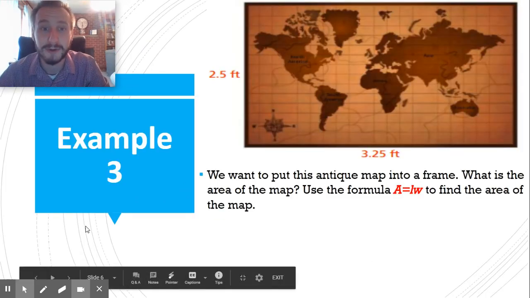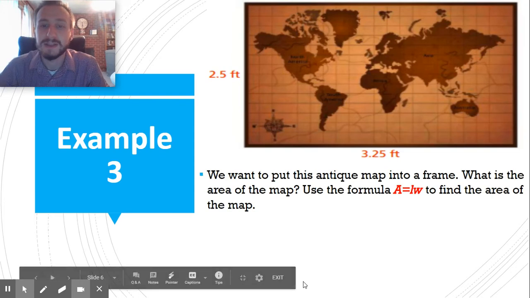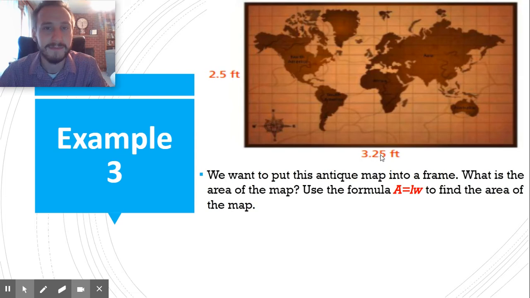Okay, so here's example 3. We want to put this antique map into a frame. What is the area of the map? To find area, and we're going to do this later on when we get to geometry, you use the formula area equals length times width. The length of this antique map is 3.25, and the width is 2.5. So to find the whole area, we want to figure out what is 3.25 times 2.5.